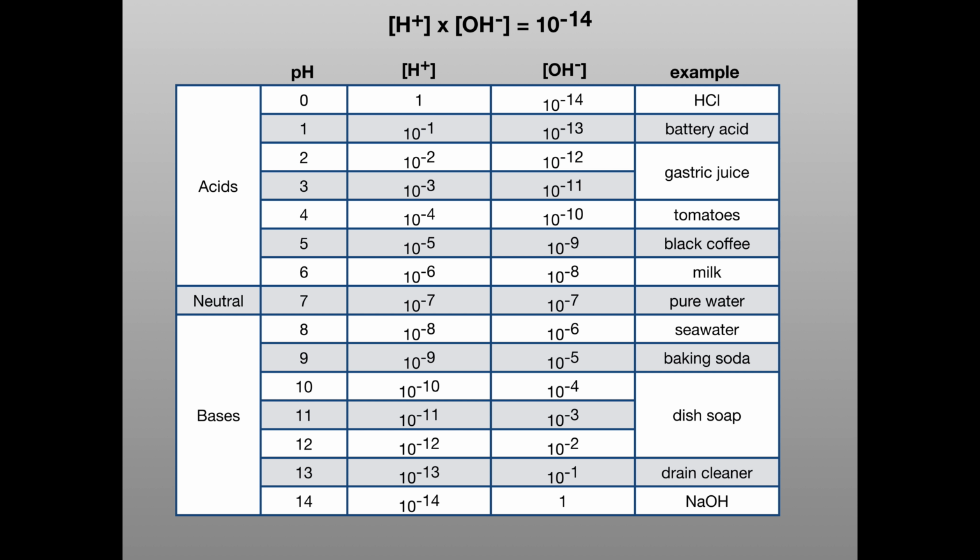If the pH number decreases, goes from 5 to 3, for example, the solution is becoming more acidic. If the pH number increases, going from 8 to 10, the solution is becoming more basic. On the right-hand side, I've listed a few examples of substances at different pH.